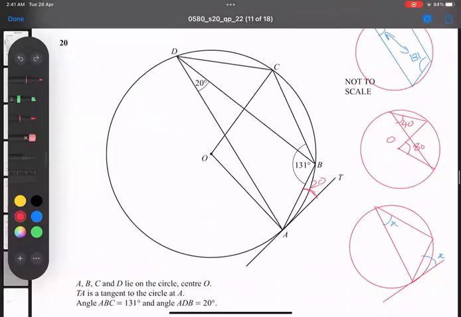OAB. Where are O, A and B? So OAB is O, A, and B. This angle is my target. And all of you know another property I'm going to help you with here.